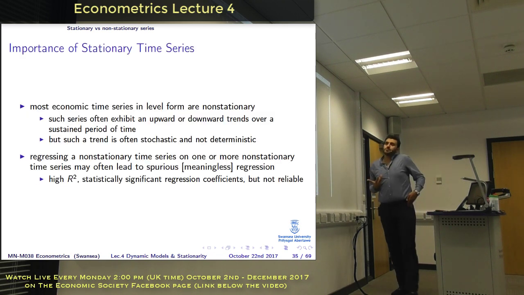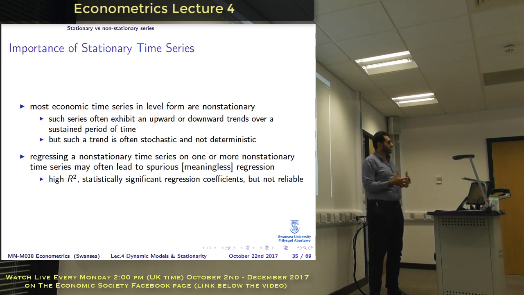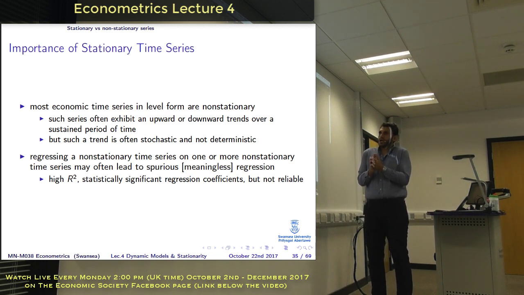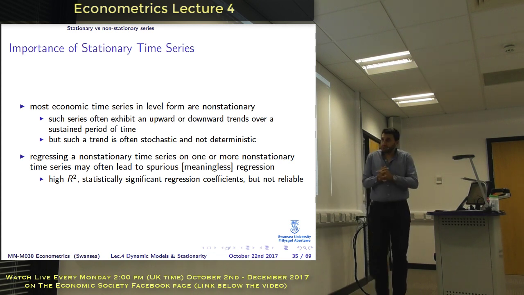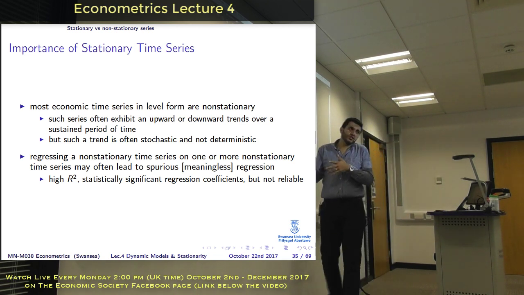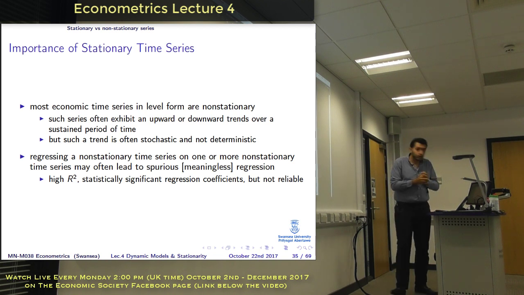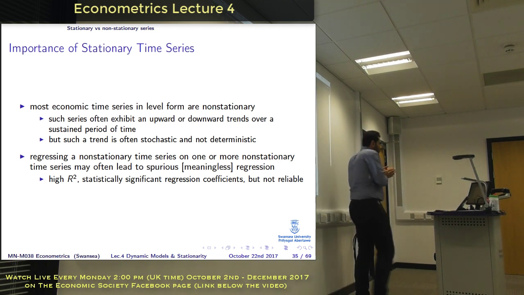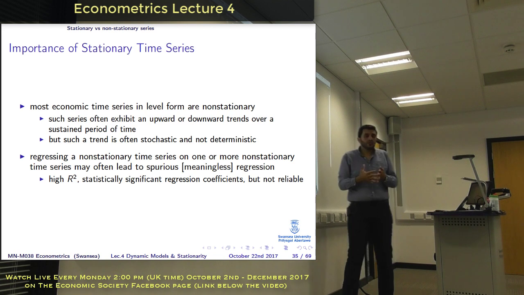Instead it has a trend going upward over time. So what is the problem here? As we said, we assume that the data we use are stationary, as OLS assumes stationary data. But this is not the case in real life. Most data would not be stationary. If we regress a non-stationary time series on one or more non-stationary time series on the right-hand side, this might lead to what is known as spurious regression, meaning meaningless regression.